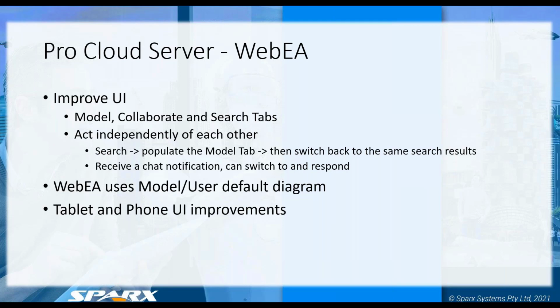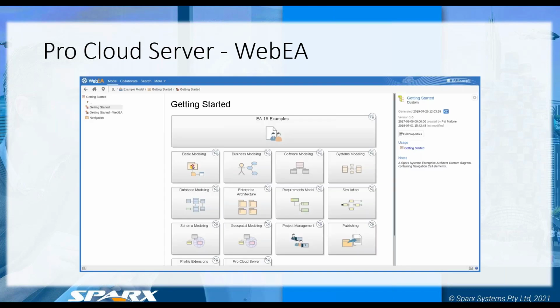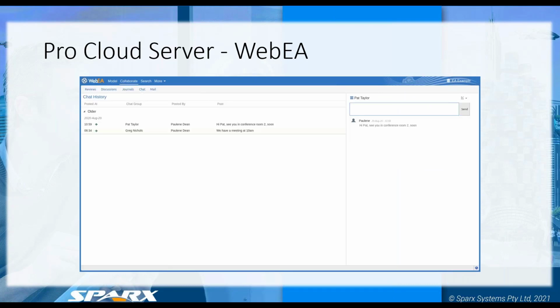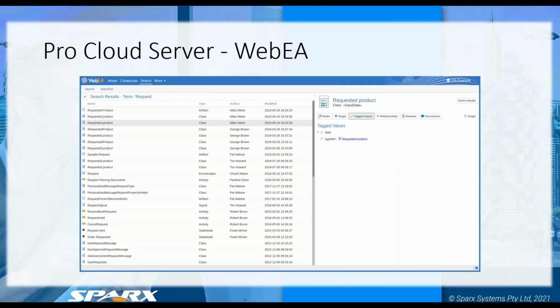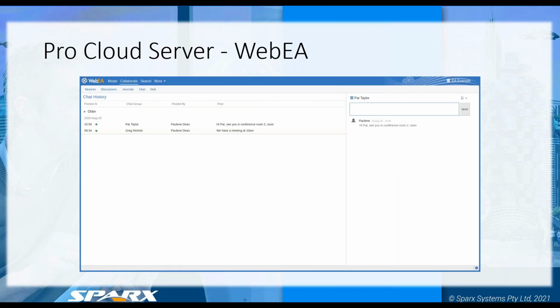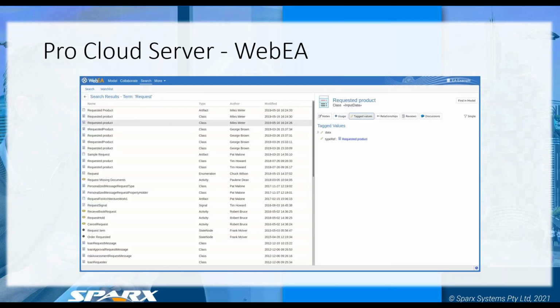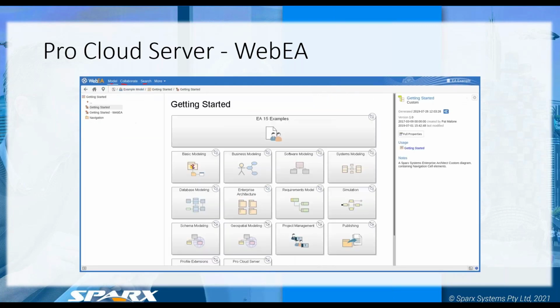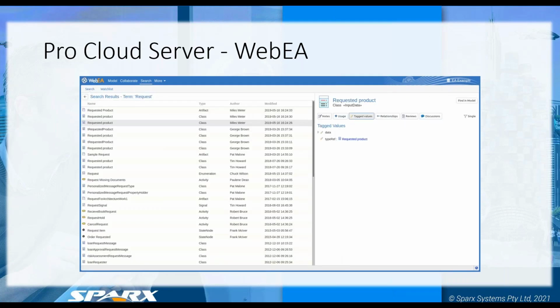So if you're looking at WebEA via a mobile device, that's obviously a much nicer experience, as well as on the tablet. And here's a little slide deck for an example. You can see here we've got model, collaborate, and search up the top. If we switch through to the collaborate for the chats, and then the search as well, they're all kept in tune and independent of each other.